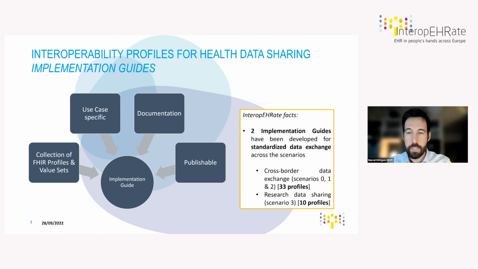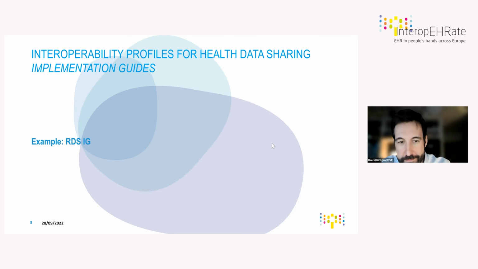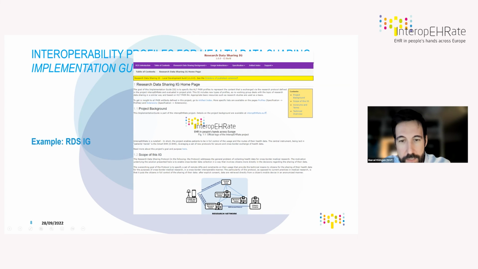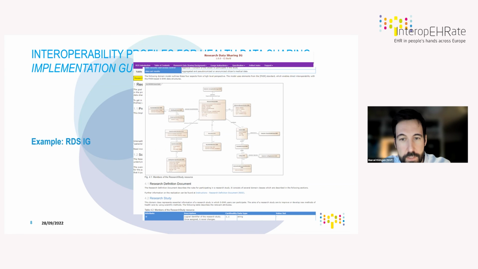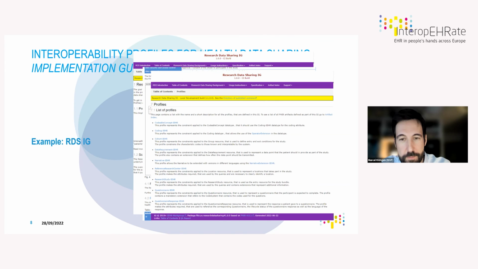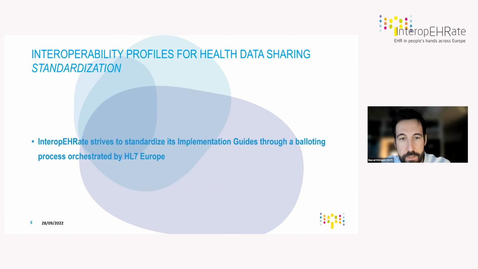And in Interoperate, we provided 2 implementation guides for our standardized profiles, thus addressing the cross-border data exchange scenarios, which we have seen, and the research data scenario, which Francesco already explained a little bit. Go on to the next slide, please. Now we can see an example implementation guide, which we have created in Interoperate. This is the research data sharing implementation guide, which provides documentation and a list of FHIR profiles.